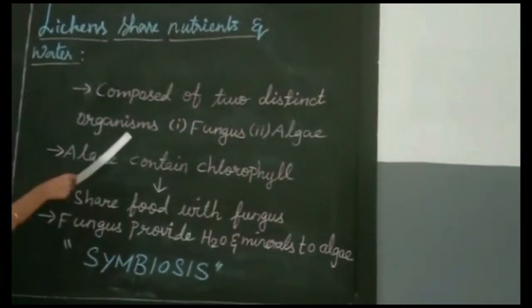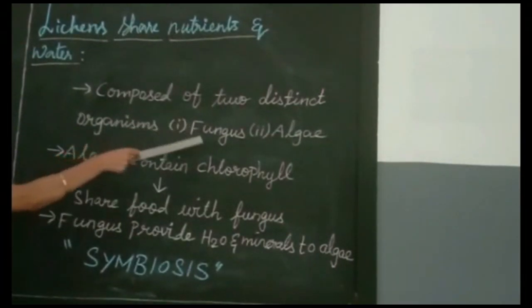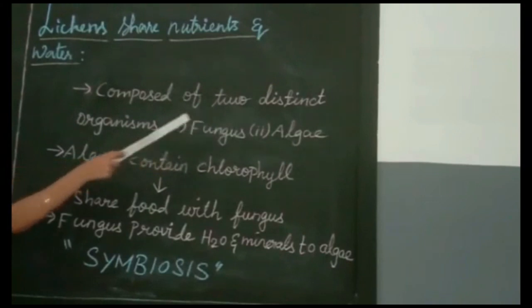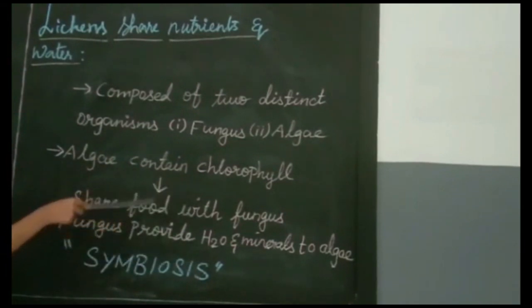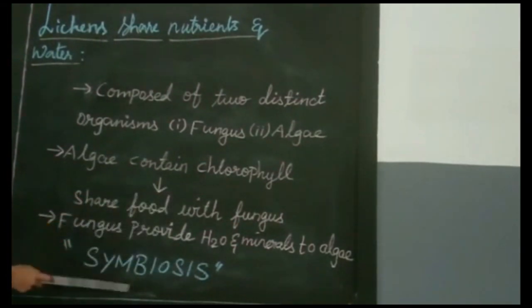So, lichen is an association of both fungus and algae. Hence they are called symbionts. The phenomenon of mutual benefit which is shared is called symbiosis.